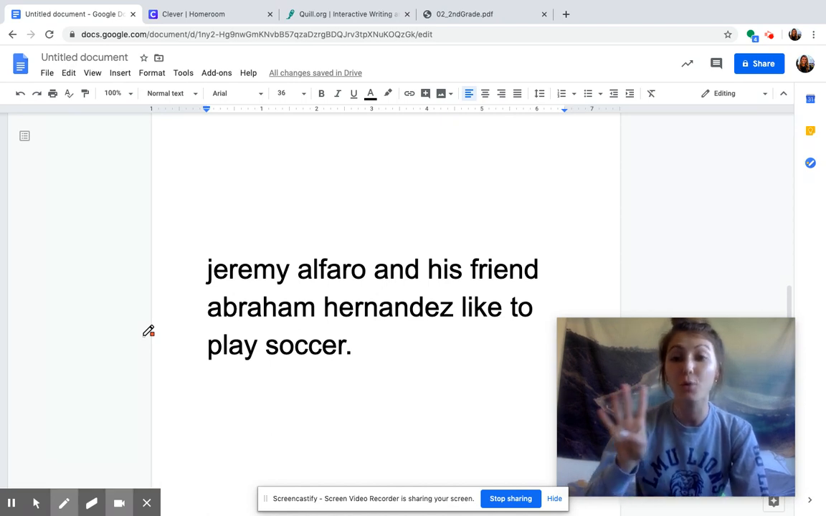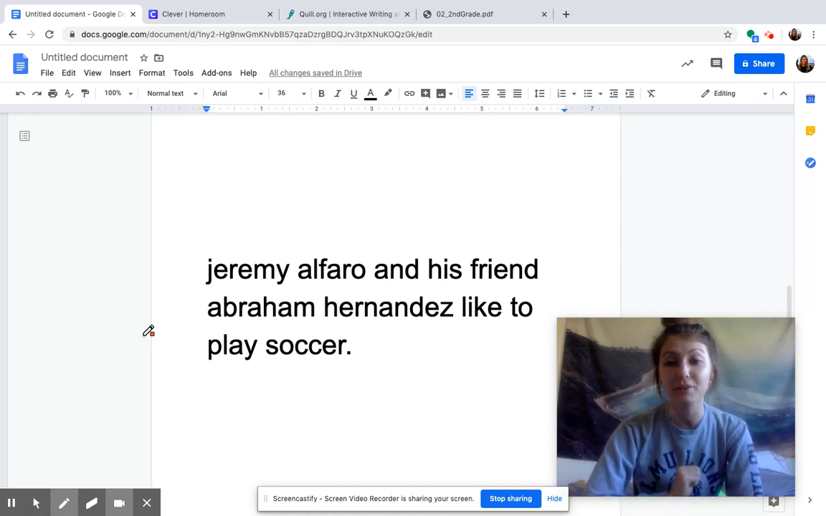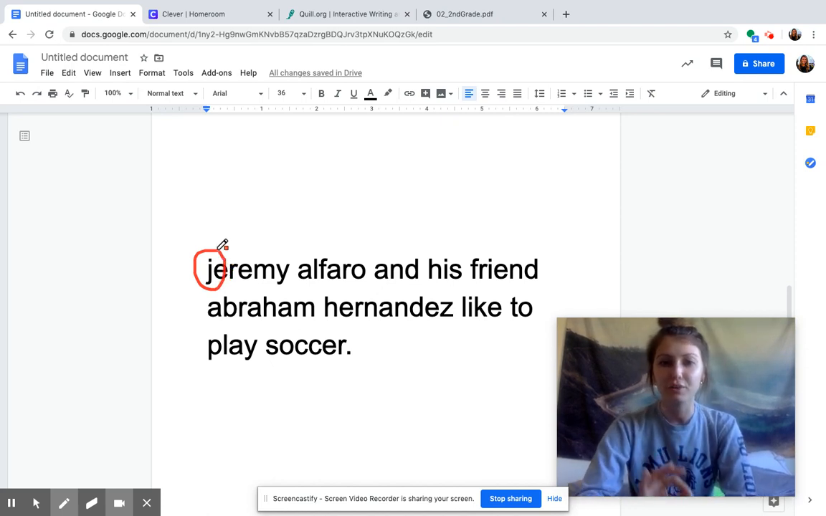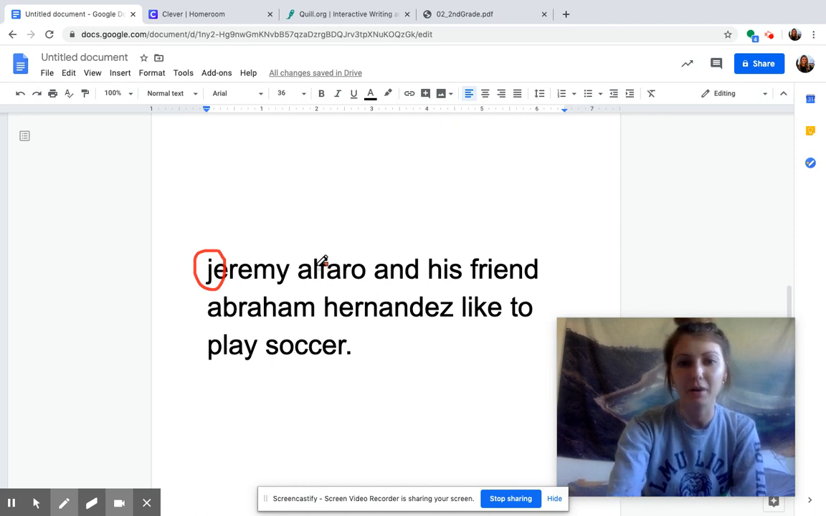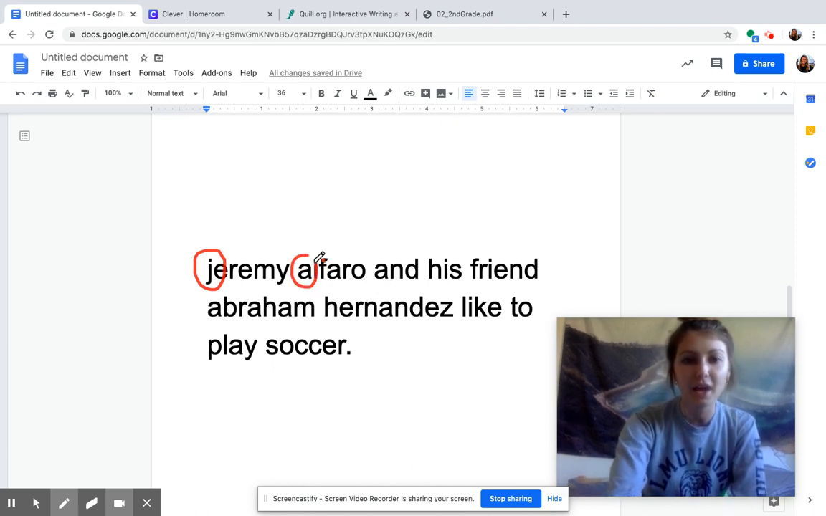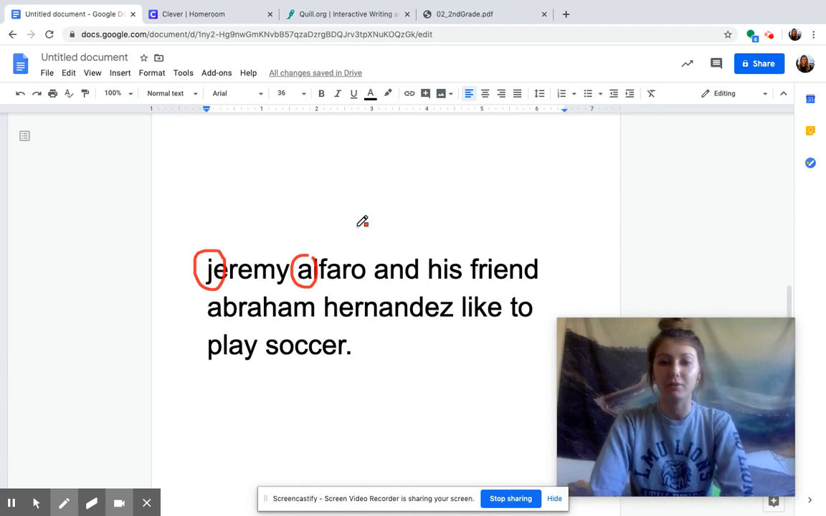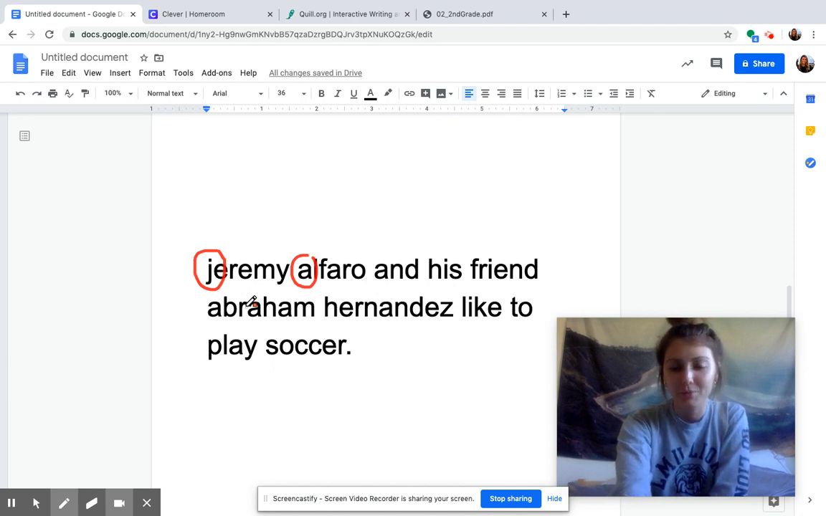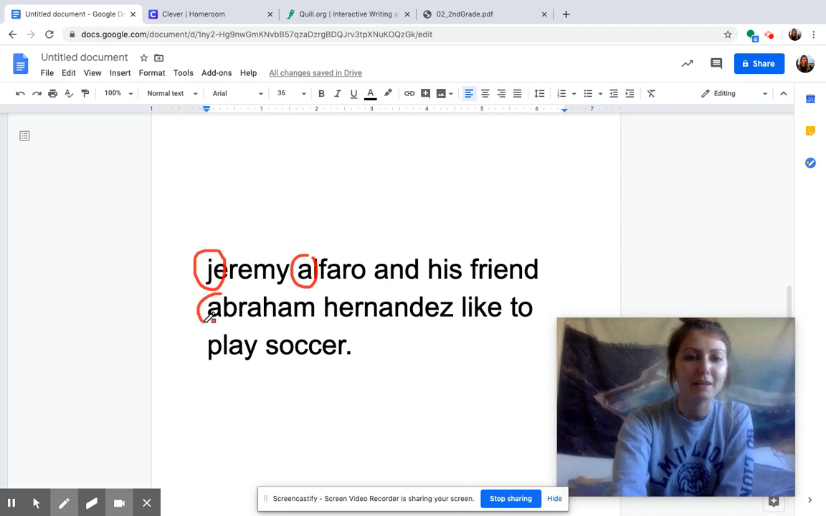So we had 4 mistakes here in this sentence. I bet you found all 4 pretty quickly. We have a name here at the front, and that's Jeremy. We miss you, Jeremy. We need to capitalize Jeremy's first name and his last name, Alfaro. Both the J for Jeremy and the A for Alfaro need to be capitalized. We also have another name, which is Abraham Hernandez. And we miss you too, Abraham. We need to capitalize the A in Abraham and the H in his last name, Hernandez.